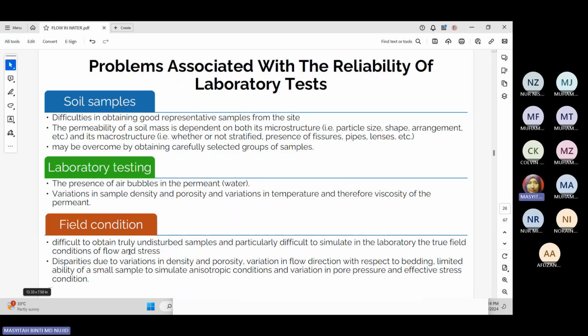If you get from the field conditions, it's difficult to obtain undisturbed samples and particularly difficult to simulate in the lab the true field conditions and flow of the stress, and disparities due to variations in density and porosity and the variations in flow directions with respect to bedding, limited ability of small sample to simulate anisotropic conditions, and variations in evaporation and also the effective stress conditions. So these are the challenges when you are dealing with the permeability test.